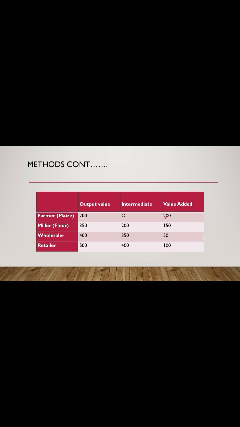So the value added by each agent: the farmer added 200, the miller added 150, the wholesaler added 50, the retailer added 100. When you add these up, you get the gross domestic product. So we are done with value added, subtracting the intermediate consumption in order to avoid the double counting problem. This 200 is included in this 300, which would be an error, and also this 350 is included in this 400. So when you add them, you are doing double counting.